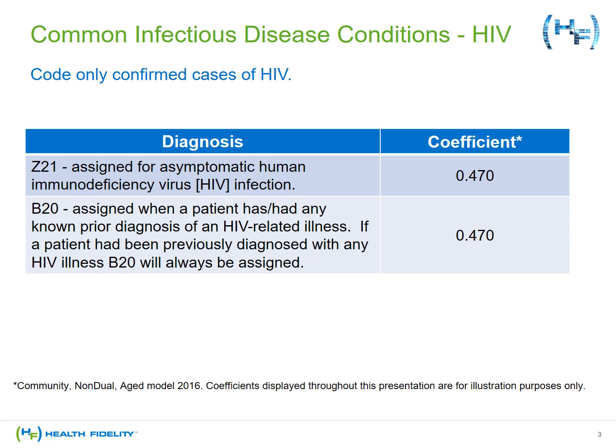Let's begin with HIV. There is a very simple coding guideline. You can code only a confirmed case of HIV, and there are two choices. You will use the Z code, Z21, for an asymptomatic HIV infection. However, once the patient has had an HIV-related illness, you will always use the code B20. Regardless of the code, the coefficient is the same.